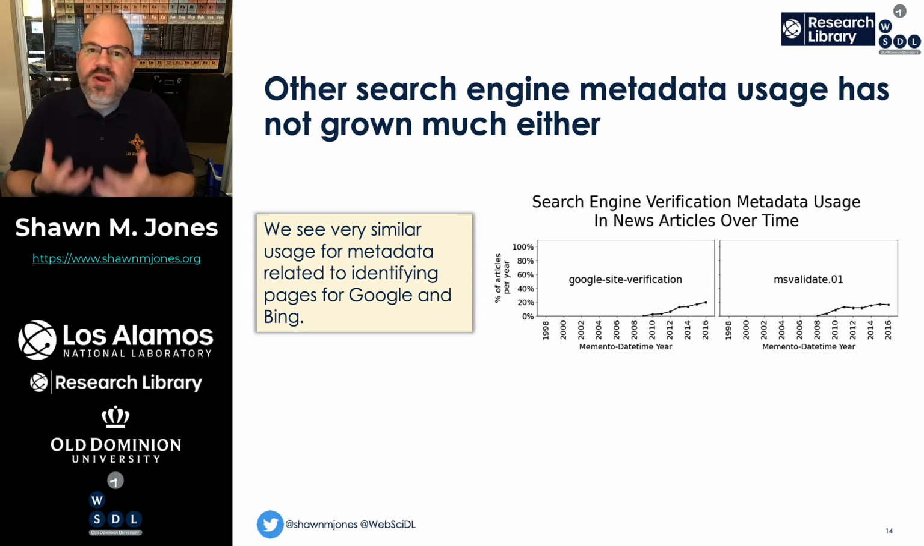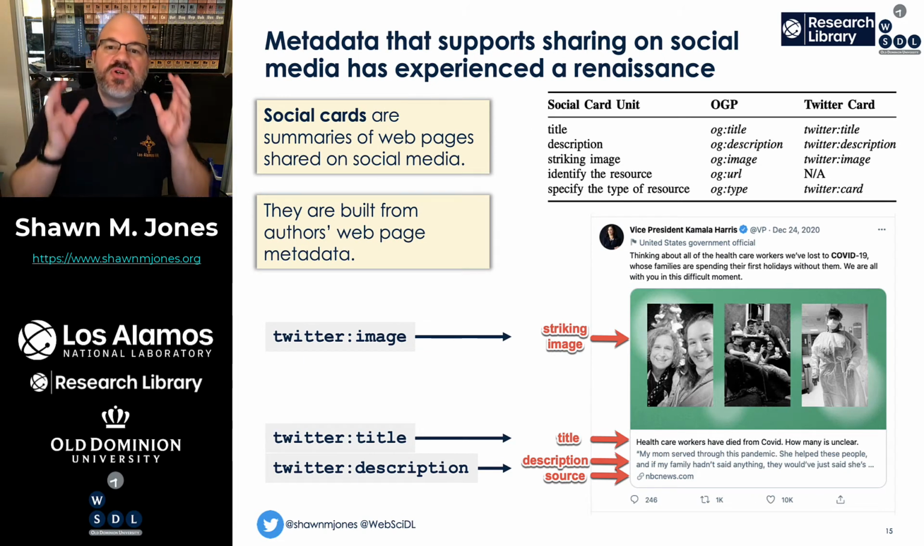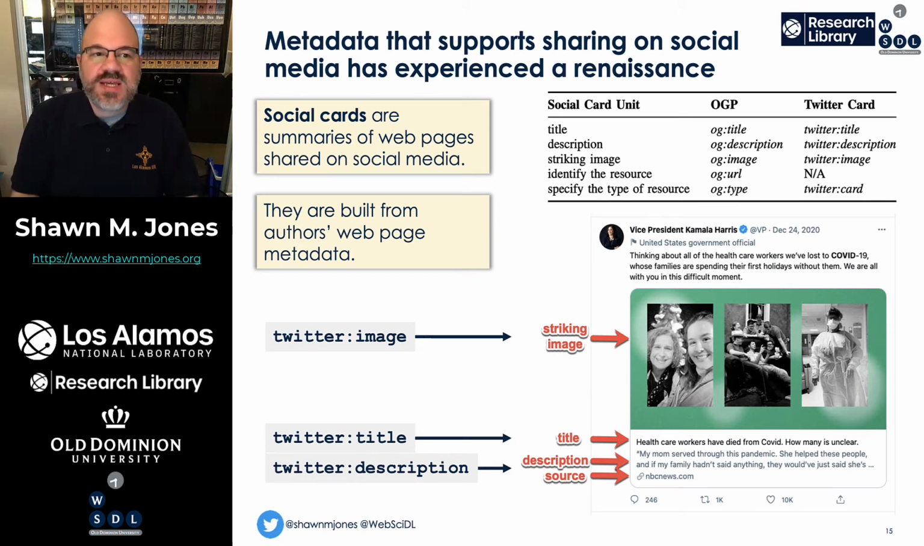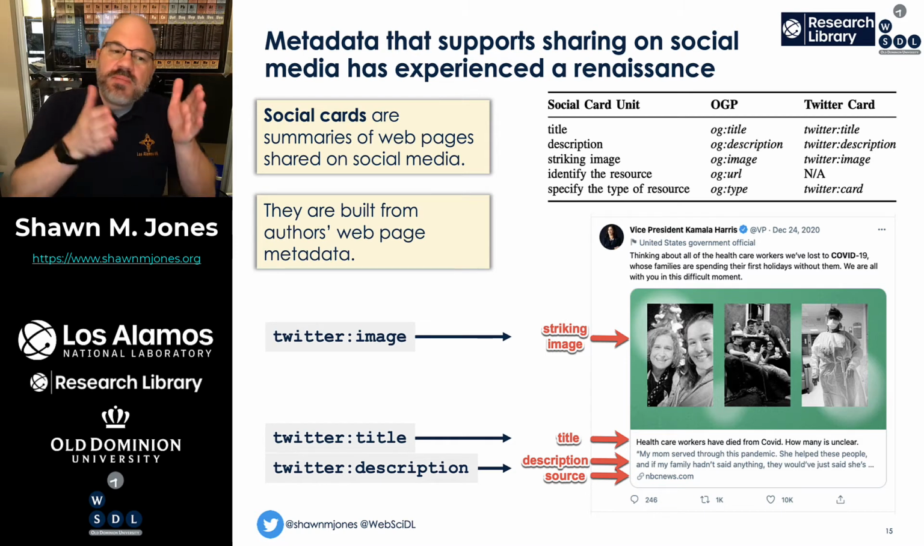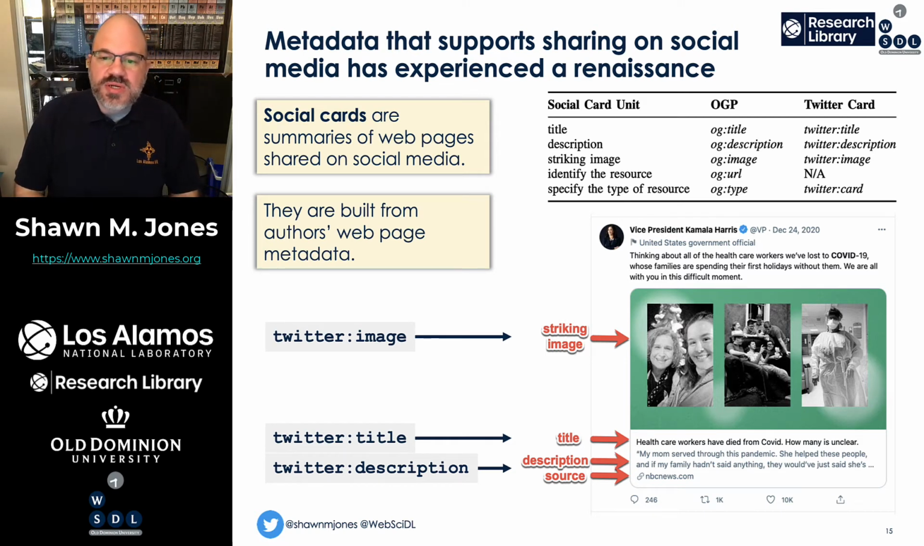And so where are the authors spending their metadata time? Metadata that supports sharing on social media has experienced a renaissance. Social cards are summaries of web pages shared on social media, and they're built from authors' web page metadata. So for this particular tweet that I show here from Vice President Kamala Harris, the author of this NBC News article inserted a metadata field, Twitter:image. And in that field, they specified the striking image for this particular card.